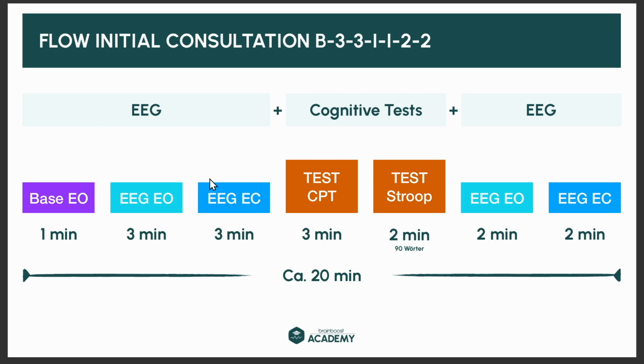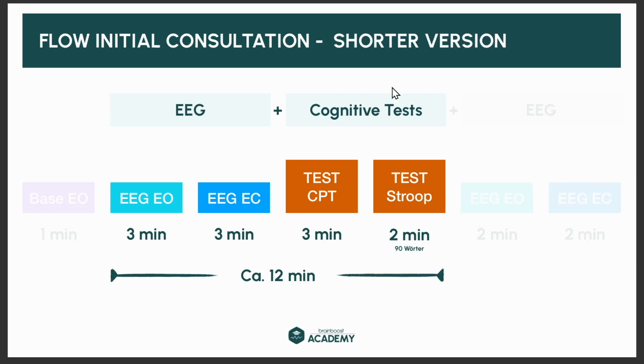3 minutes eyes open, 3 minutes eyes closed. Then we do the cognitive tests. And then afterwards we see how the brain reacts after a stressful event, eyes open, eyes closed. The minimum you need for all categories would be this. So of course you can use a flow where you skip the last 2 parts with the EEG, you can skip the baseline and say, let's just dive right into it.